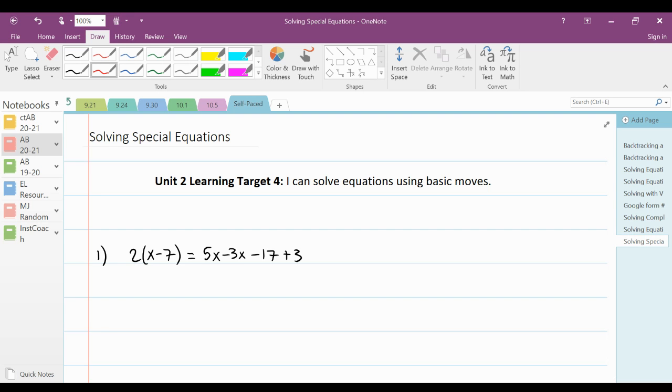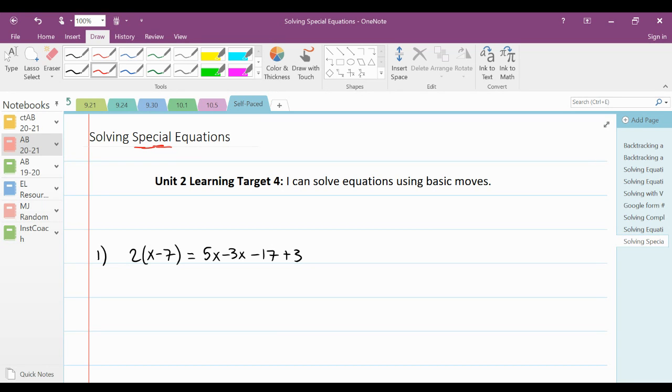Johnson here. We are moving on to some new content, solving special equations. These equations don't look much different, but they are a little bit more special than the ones we've been doing. If you look at our learning target, I can solve equations using basic moves. Still the same learning target, but slightly different problems. So we're going to jump right into number one and see what happens here.